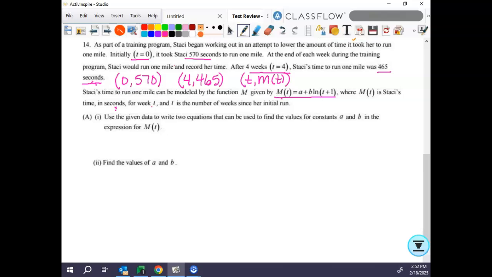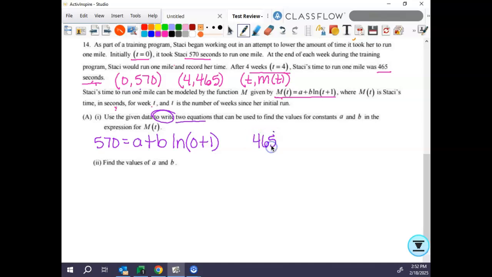So we're going to use the given data to write two equations. We're not solving anything, we're writing them so that we could use them to find A and B, but we don't necessarily have to, but we could. So using this first ordered pair, M of T is 570. That is equal to A plus B, which I don't know, times the natural log of T, which is 0, plus 1. I leave it. Move on to the next one.